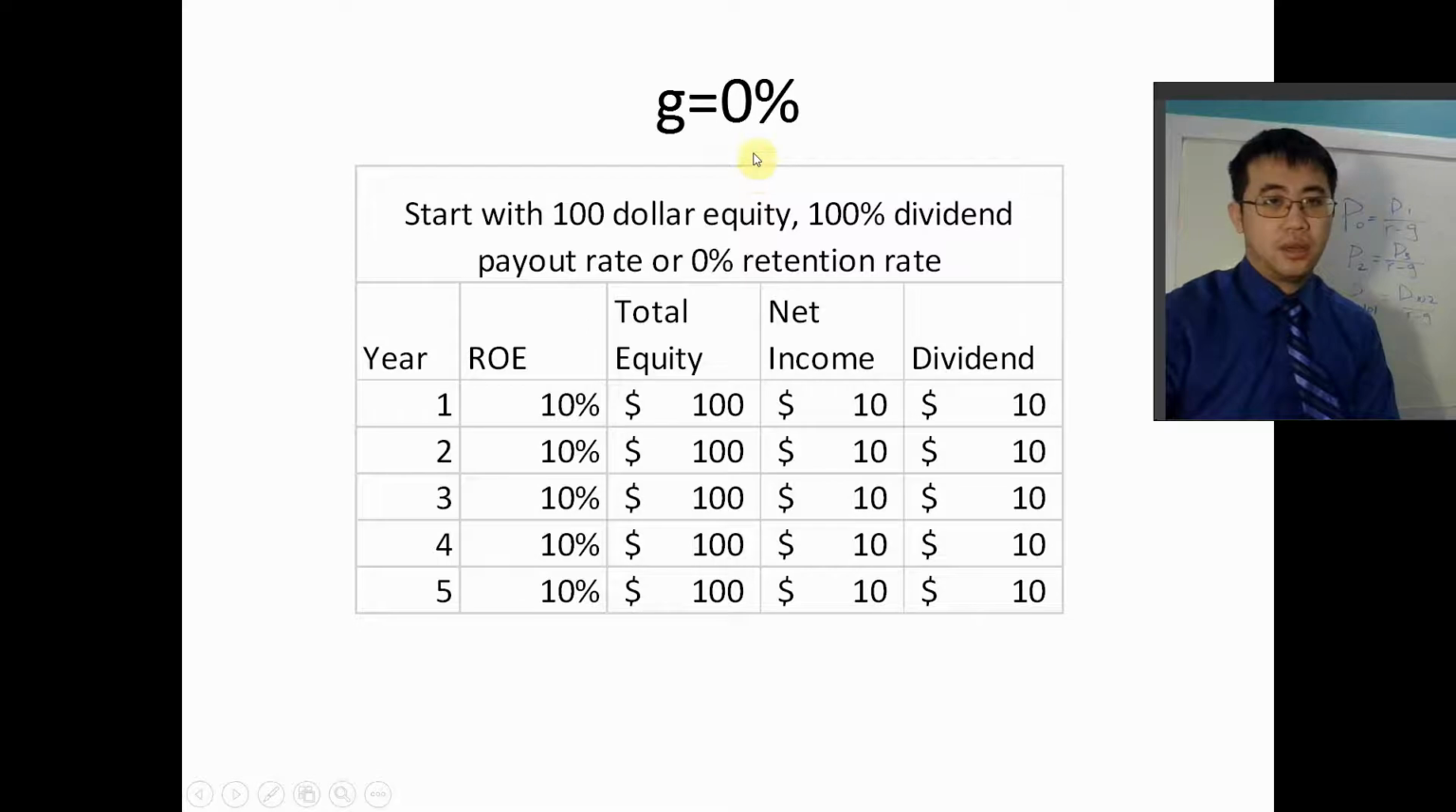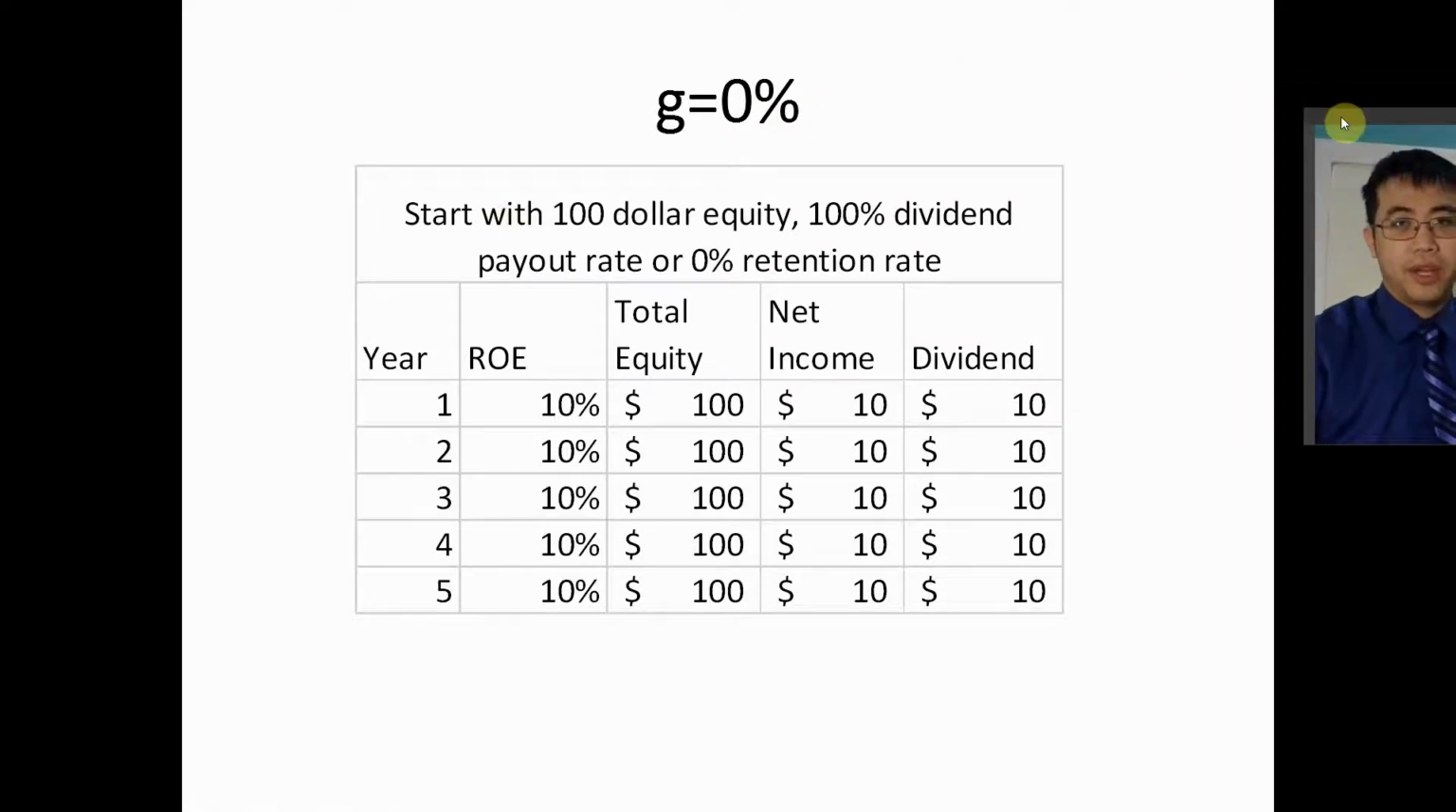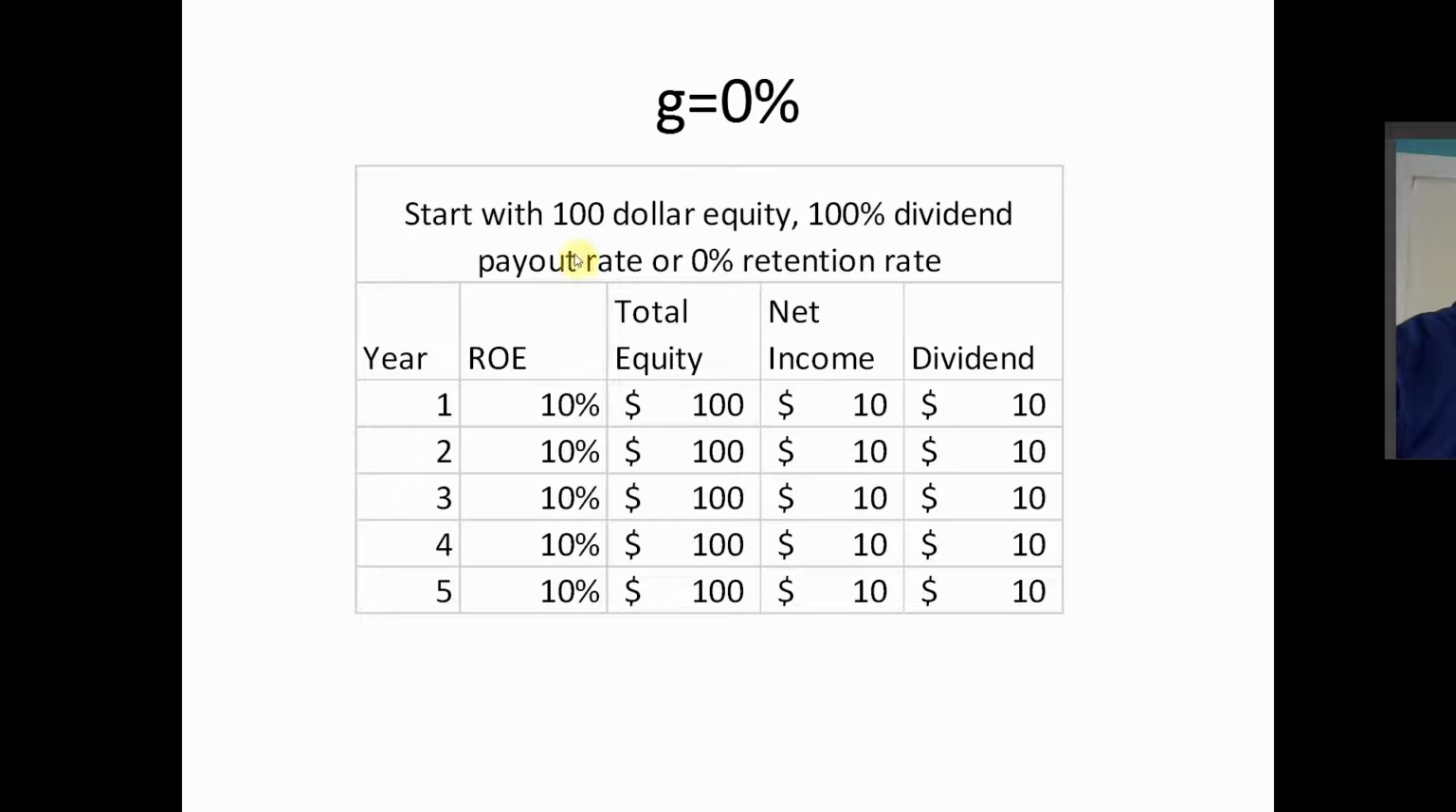So here is when the growth rate is 0% for dividend. So under what case do you have a 0% growth for dividend? Right here, let's say the company makes $100 and they just pay all $100. The company has $100 equity and they have a 100% dividend payout ratio. That is 0% retention ratio. These two would add up to 100%.